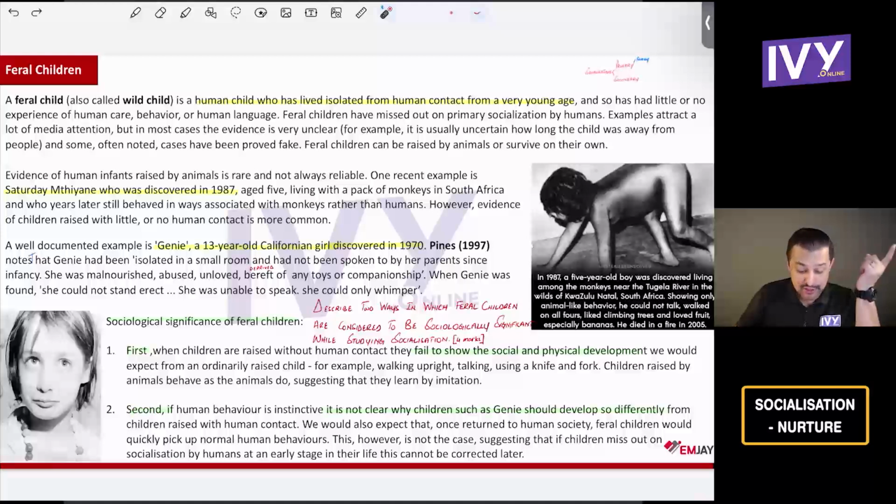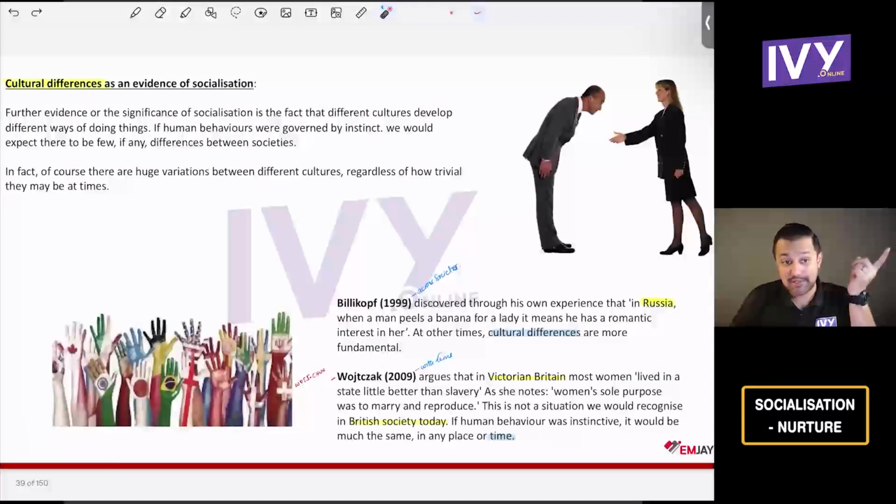So feral children could be an amazing example in support of the idea of socialization, or in other words, in support of the idea that nurture plays a very important role when it comes to explaining human behavior, understanding human behavior, when it comes to us trying to learn how humans behave, why humans behave the way they do.